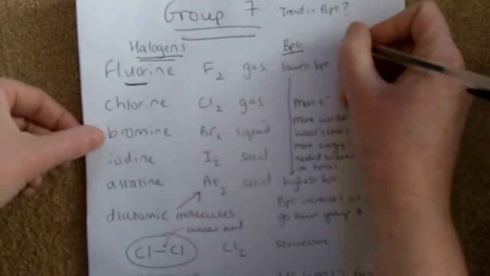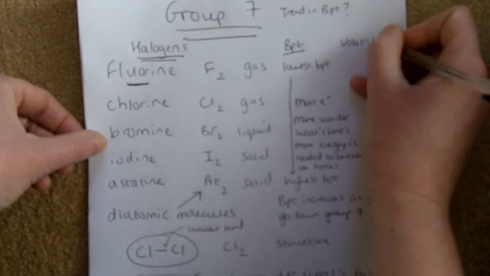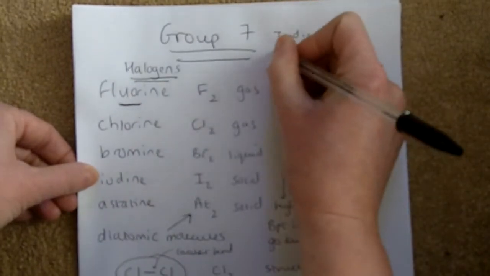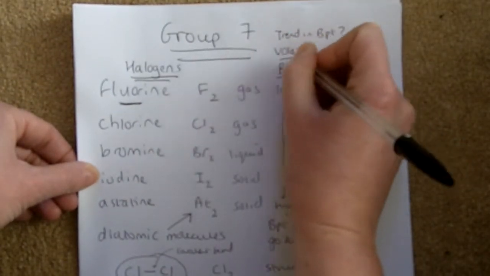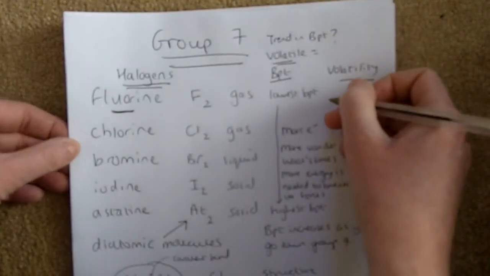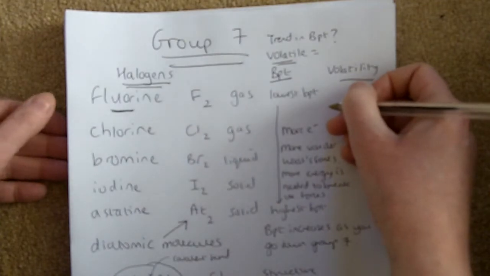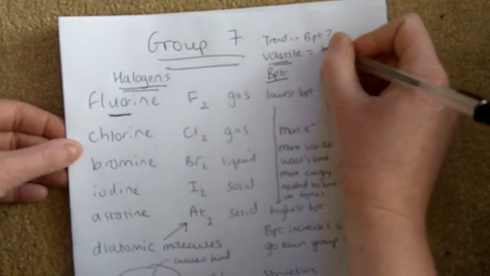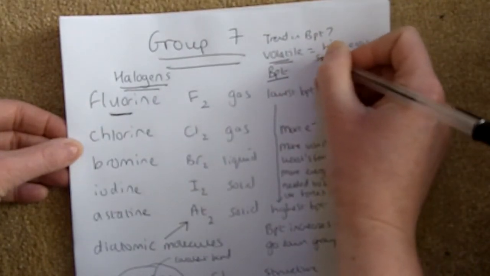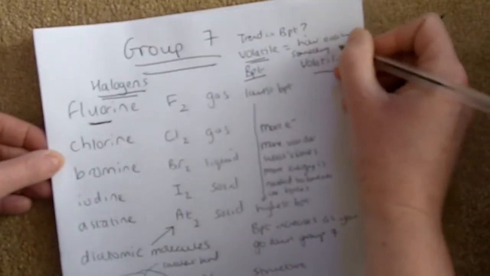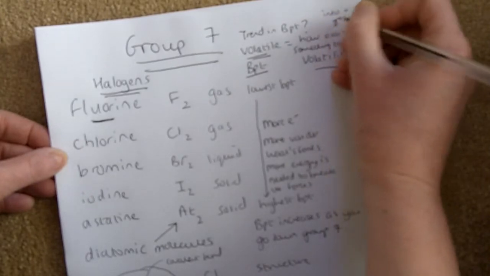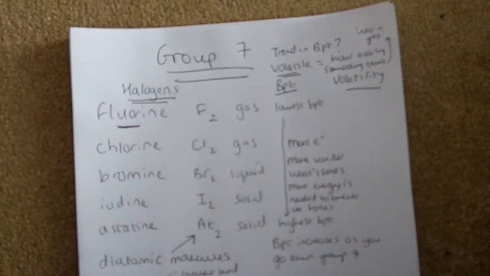Okay, so that's a trend in boiling point. What about the trend in volatility? Volatility. So what does that mean? The word volatile in chemistry, what does that mean? So volatile means how easily something vaporizes, how easily something turns into a gas, how easily a chemical vaporizes.